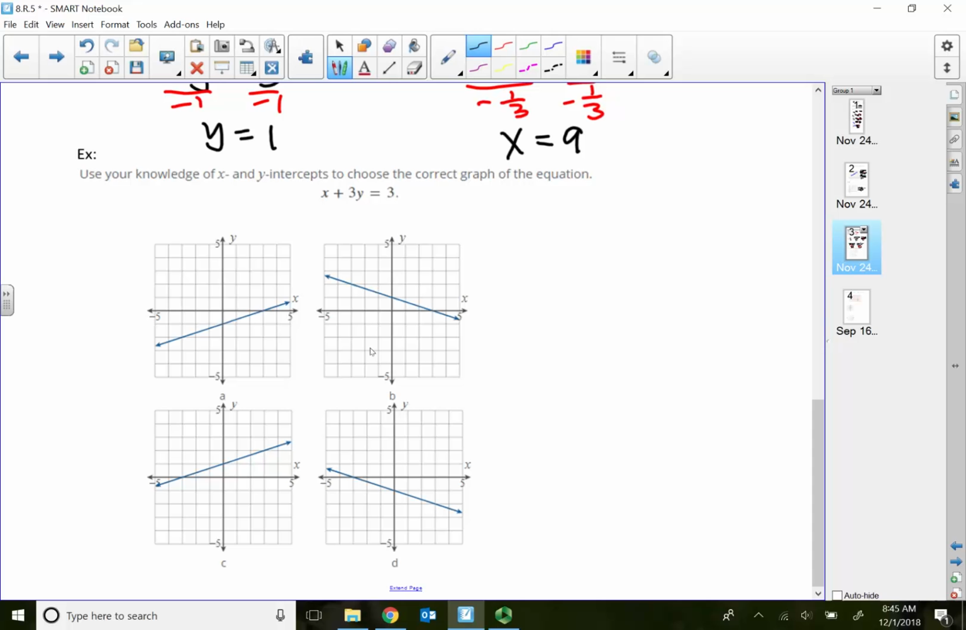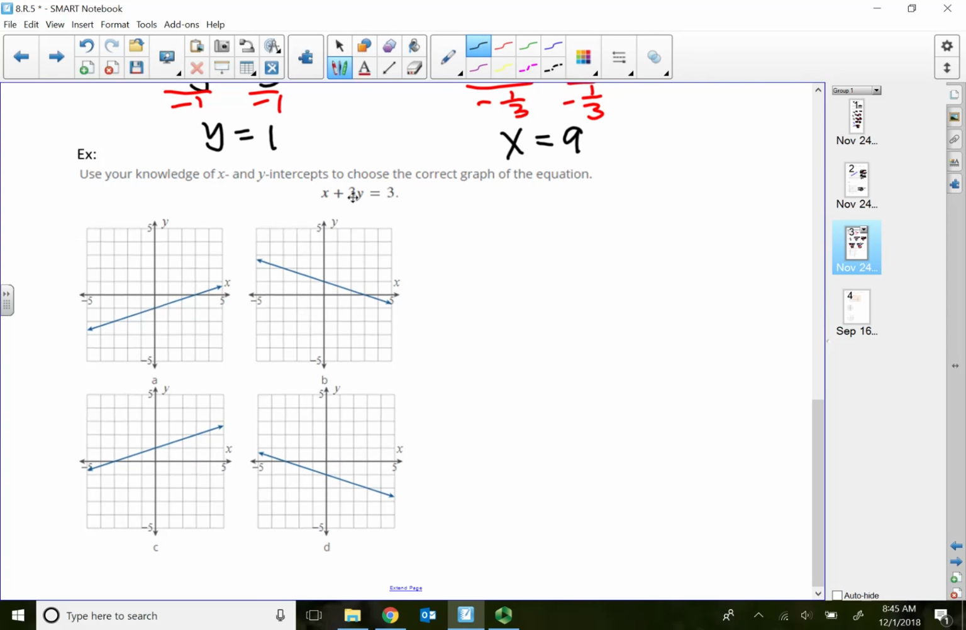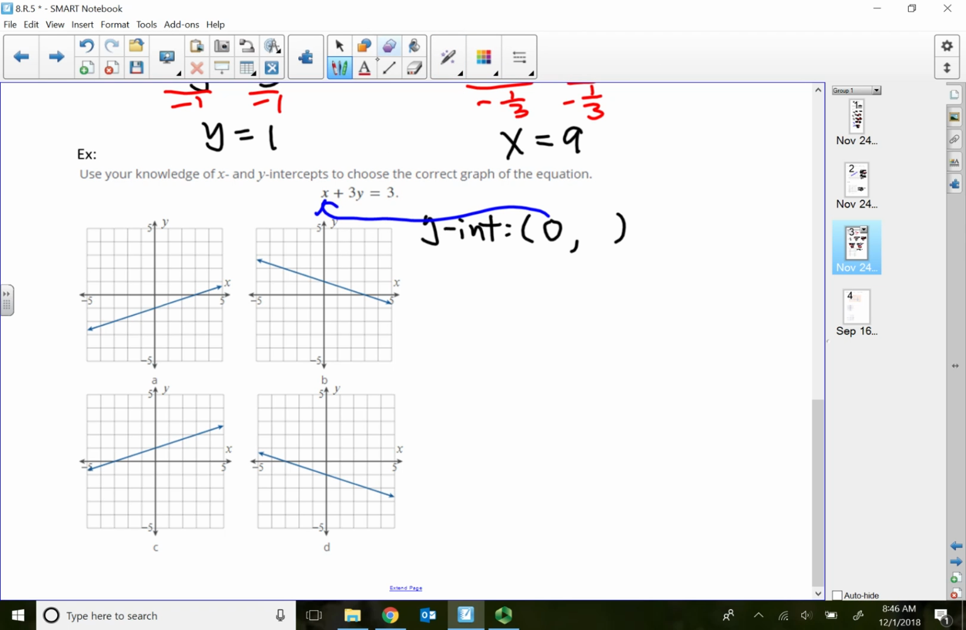Alrighty, so let's use our knowledge of x and y intercept to choose the correct graph. So I think for this equation of line, I think the easiest way is to actually find the x and y intercept. So I'm gonna find the y intercept first, which is find the y value when x equal to 0. So I'm gonna substitute 0 for x right here. Let's see what I end up for the y value.